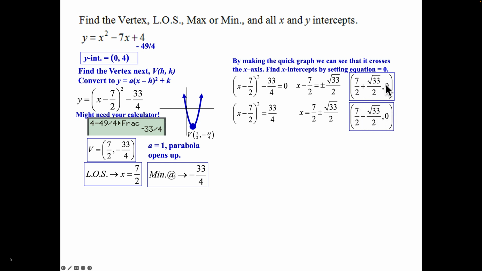So when typing this in, if you have to type in 2 separate points, they might ask for which one's furthest to the right, which one's furthest to the left. Furthest to the right is always plus. Furthest to the left is always minus. Type 1 in, copy it, paste it, and change the sign.